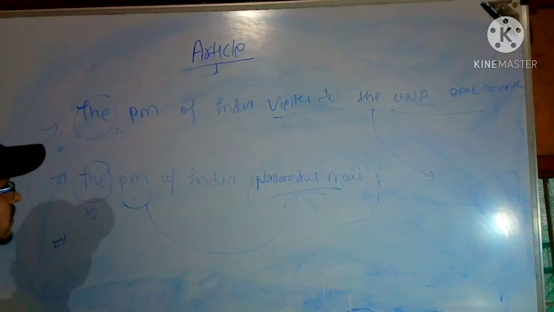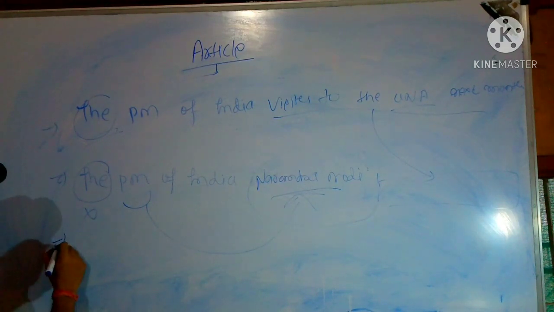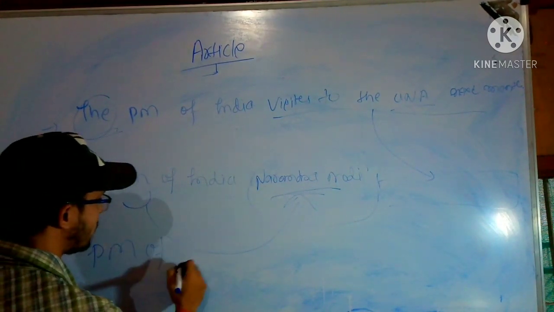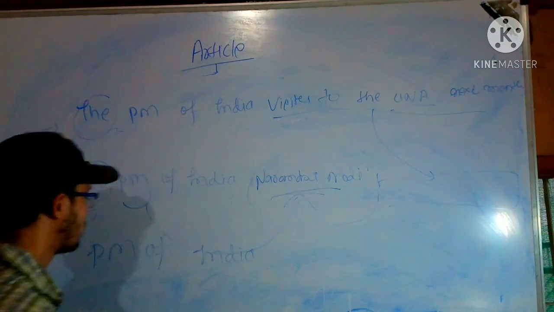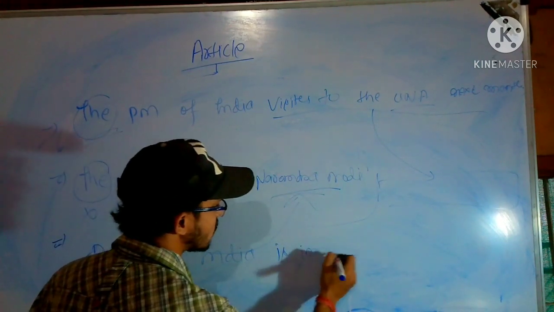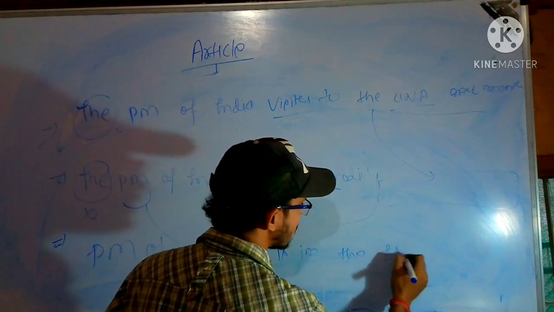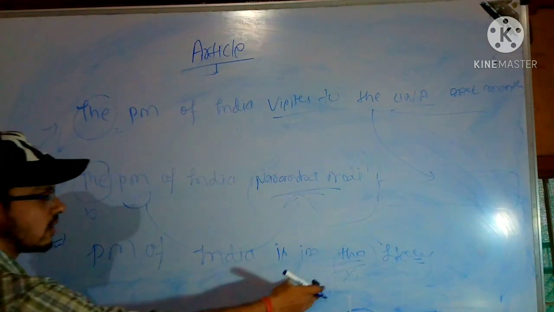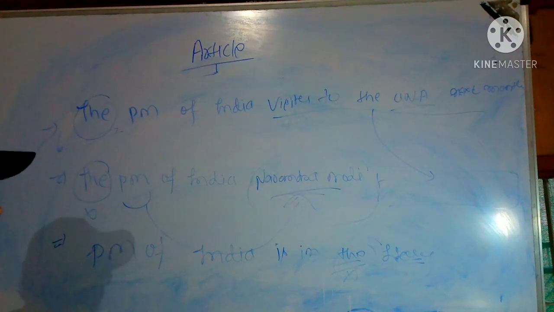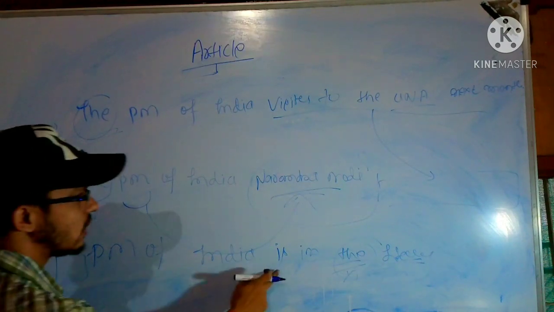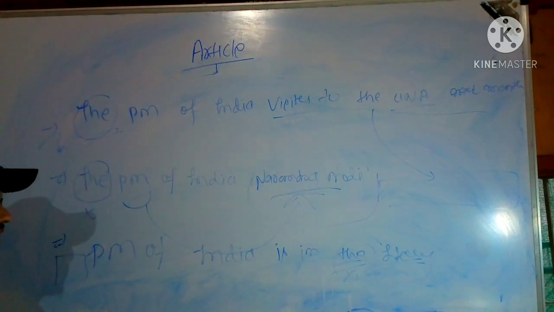And let's take one more example for this. PM of India is in Italy. Here we don't use the article "the" as well, because before the name of any country we can't use the article "the". These are extra points that I'll explain after this. But in the sentence, can we use the article "the" here or not? Because PM of India is in Italy, here we're just talking about this one thing. So there we can't use the article "the".